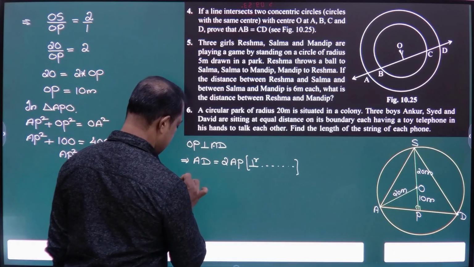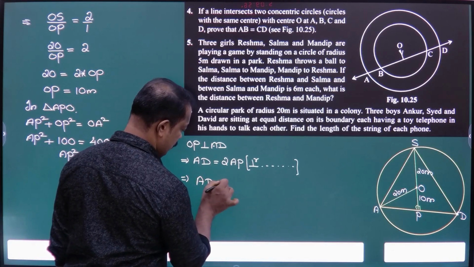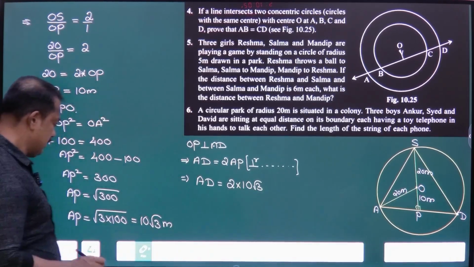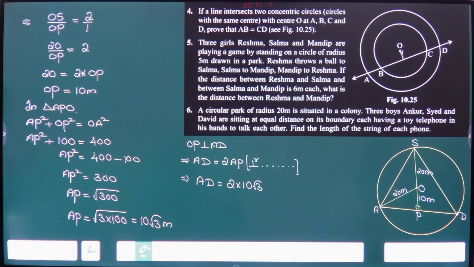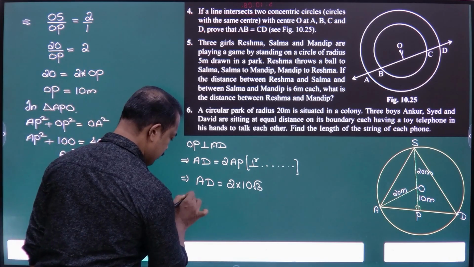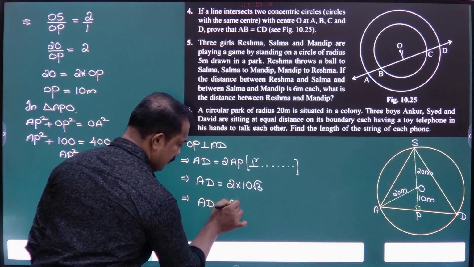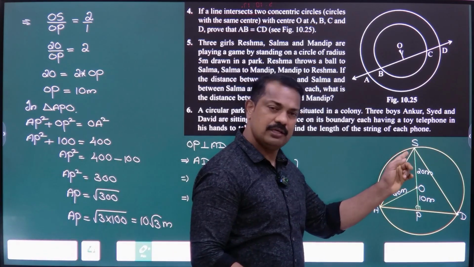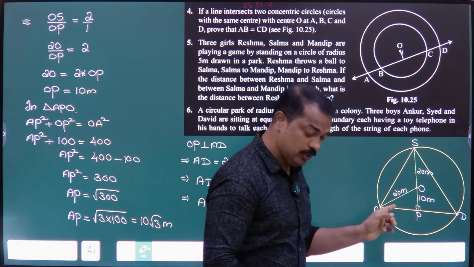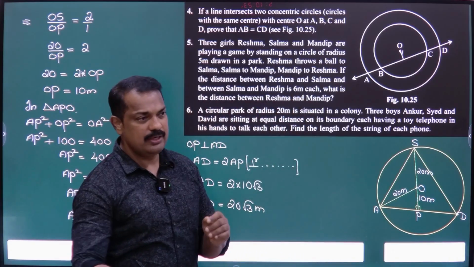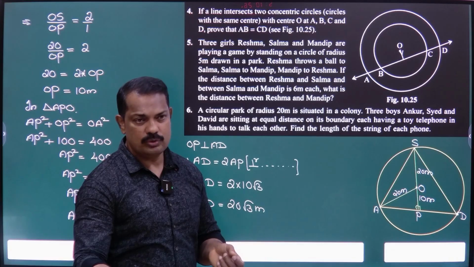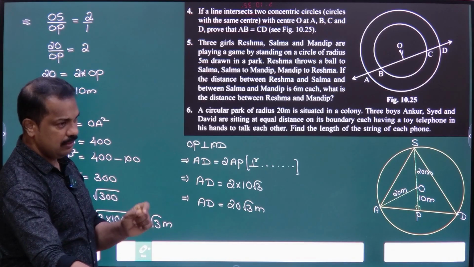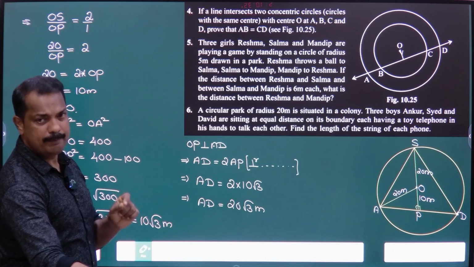Listen, implies AD is equal to 2 into, what is AP? 10 root 3. AP is equal to 10 root 3. So what is the value of AD? 20 root 3. So that distance, AD, that is the length of the side of the equilateral triangle, is equal to 20 root 3 meter.